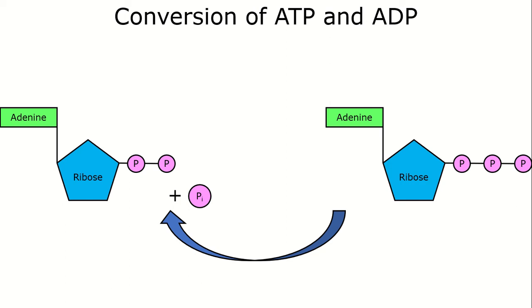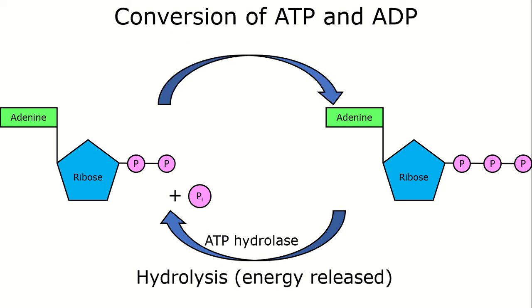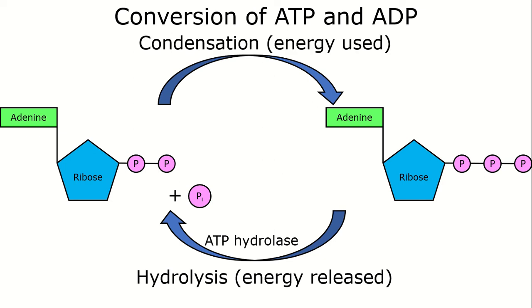So to go from ATP to ADP, we know that a hydrolysis reaction is going to occur and energy will be released, and this is catalysed by ATP hydrolase. And then to convert ADP back to ATP, we know that our ADP and our Pi are going to need to bond together again in a condensation reaction, and this requires energy. So for ATP synthesis to occur, energy is going to be needed. And this activation energy is lowered by ATP synthase.